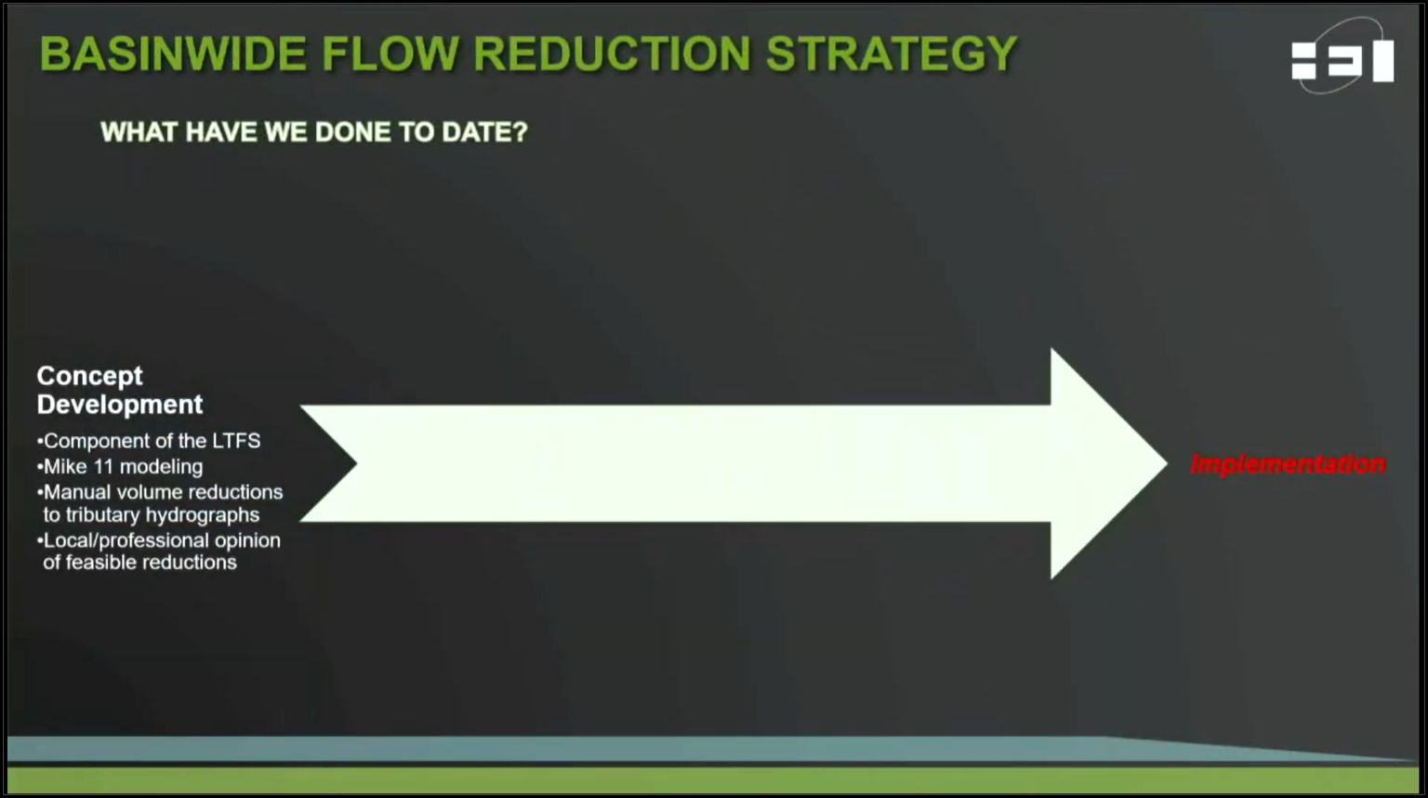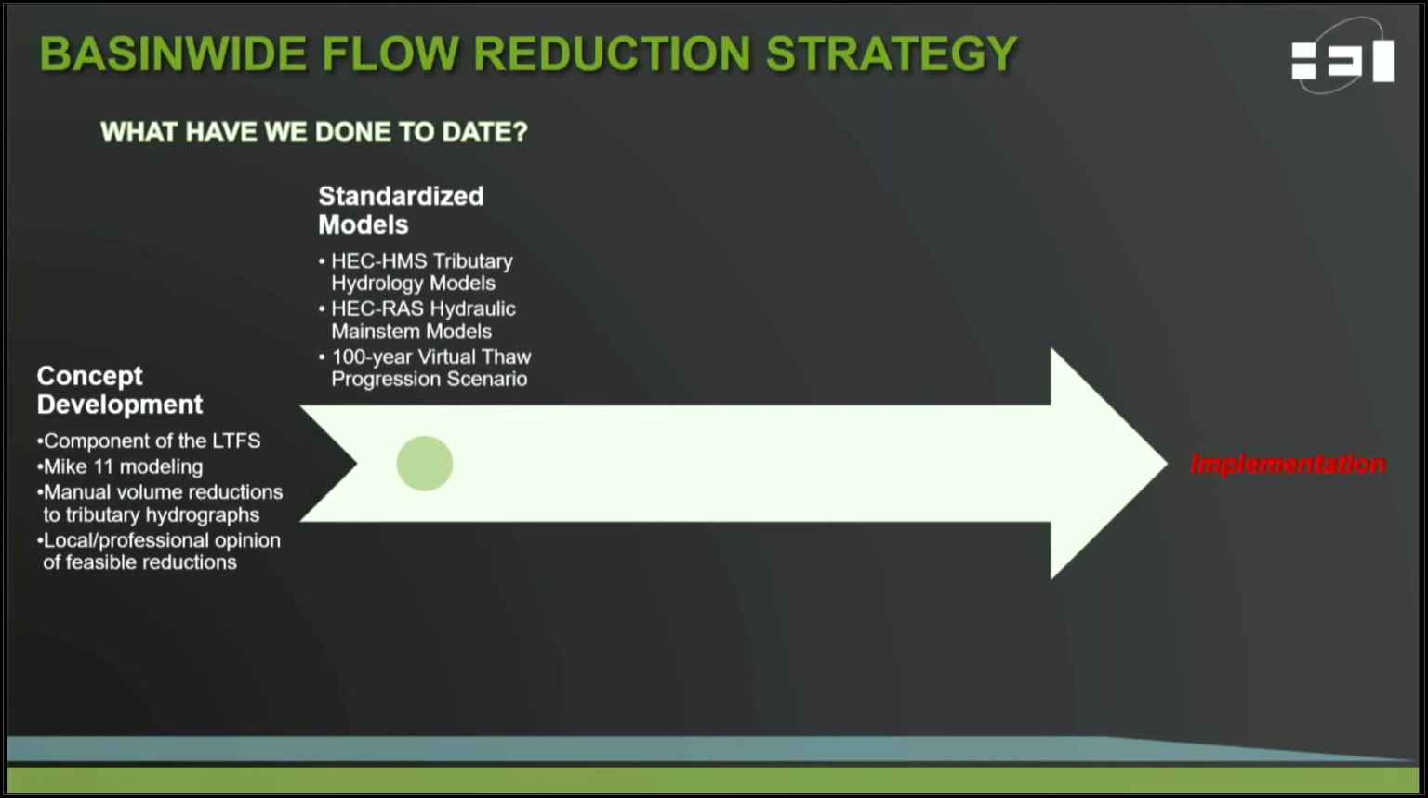Since that concept was developed, quite a bit has been done to date. The concept was initially developed using some Mike 11 modeling during the development of the LTFS. That was focused on the 1997 flood event. What that led to was just some high-level recommendations in terms of peak flow and volume reduction from the tributaries. It really wasn't verified that those goals could be attained. It was developed based on professional and local judgment of what they thought could be attainable within those tributaries at the time. What happened since the completion of the LTFS is that we had a lot of things that led to a more detailed look at validating those goals.